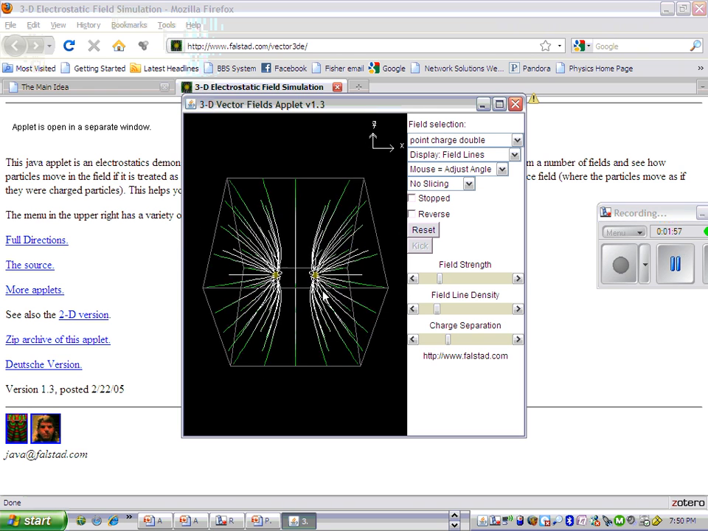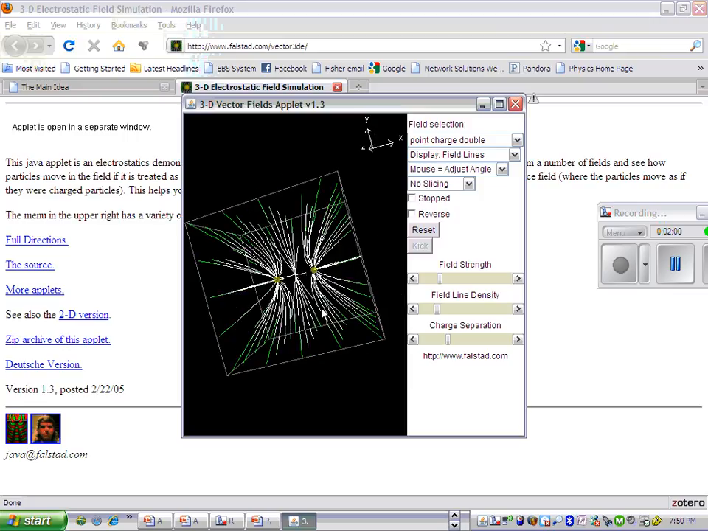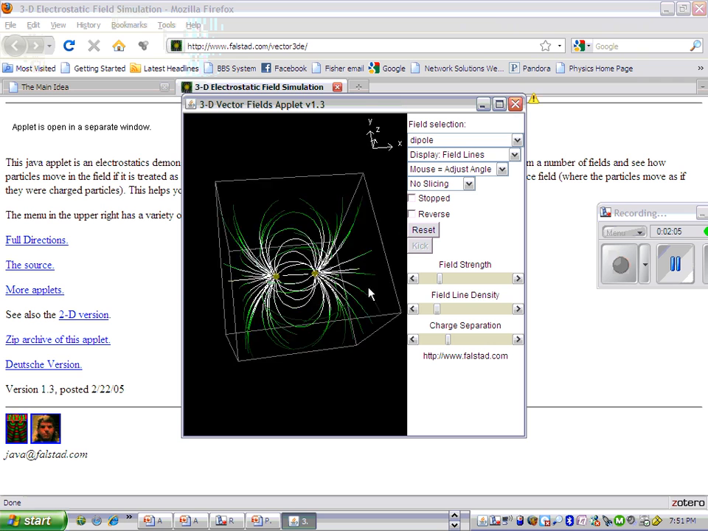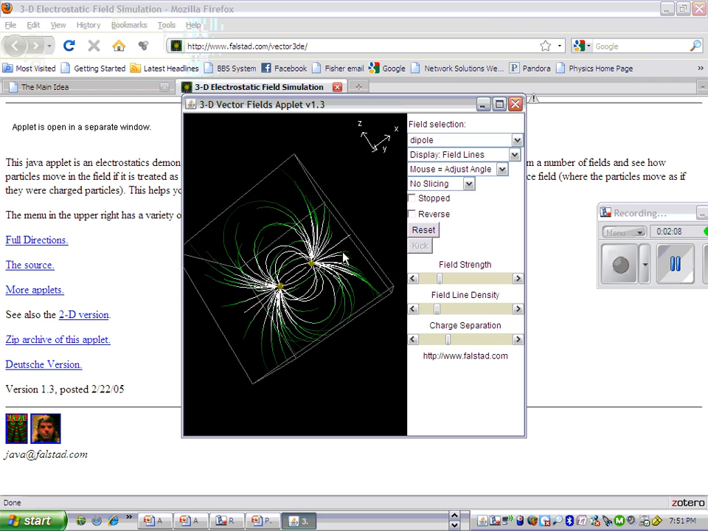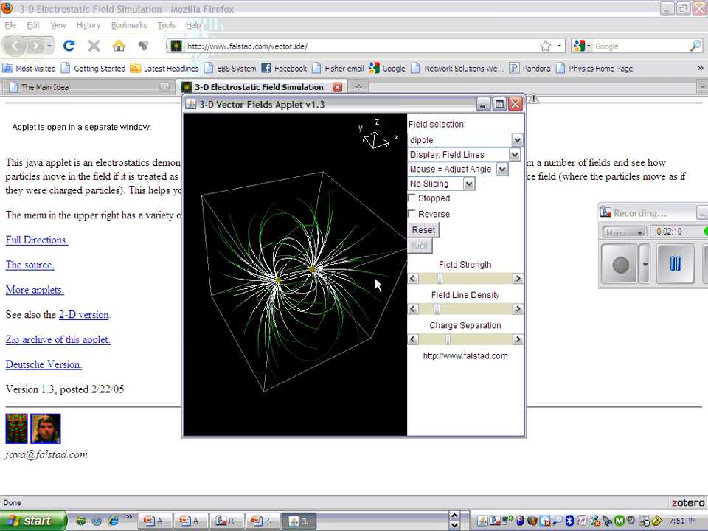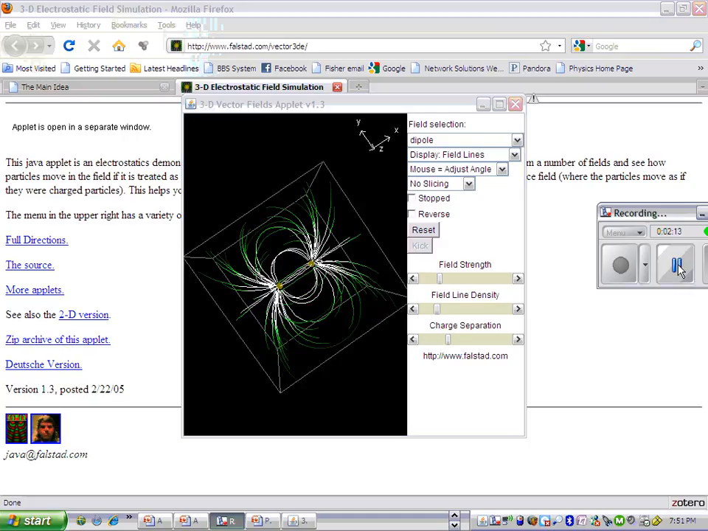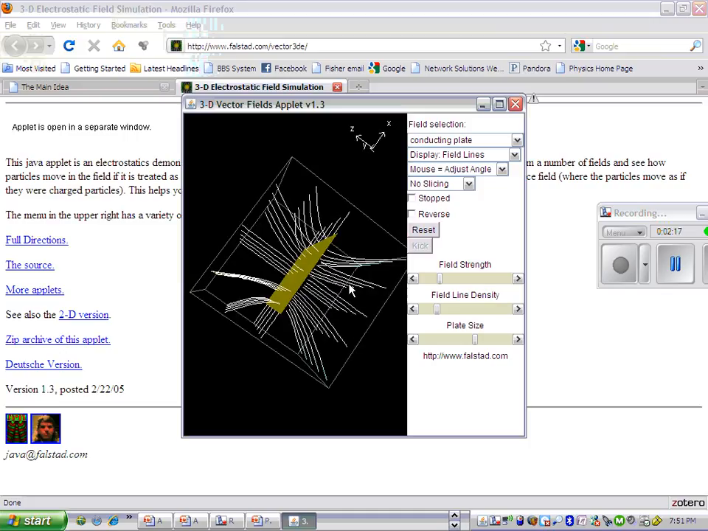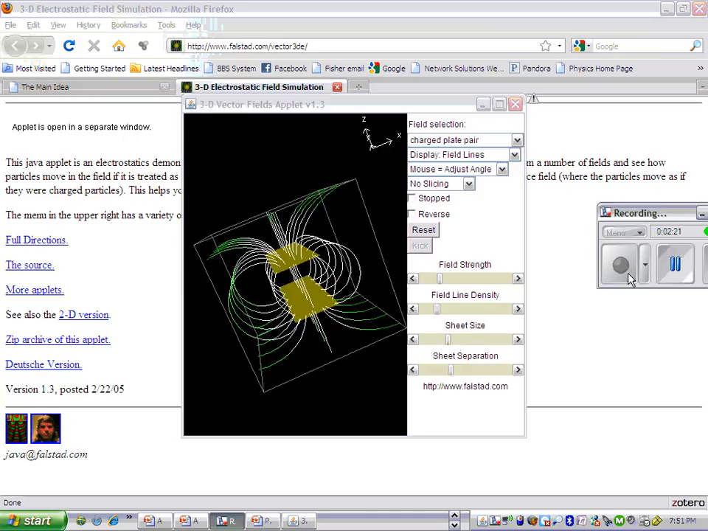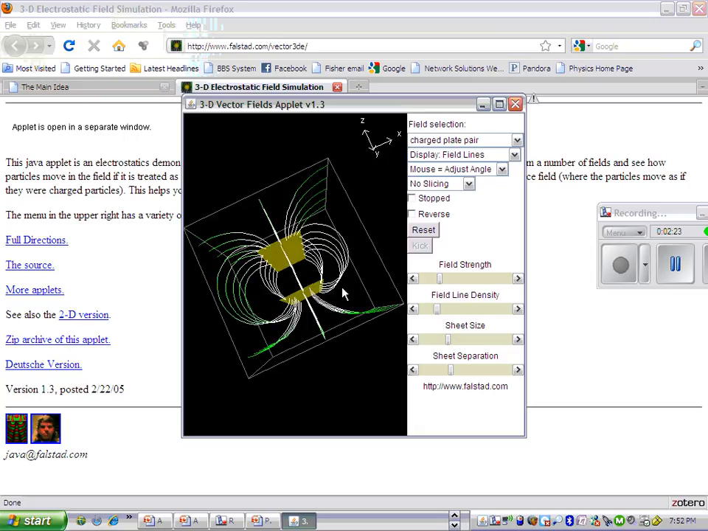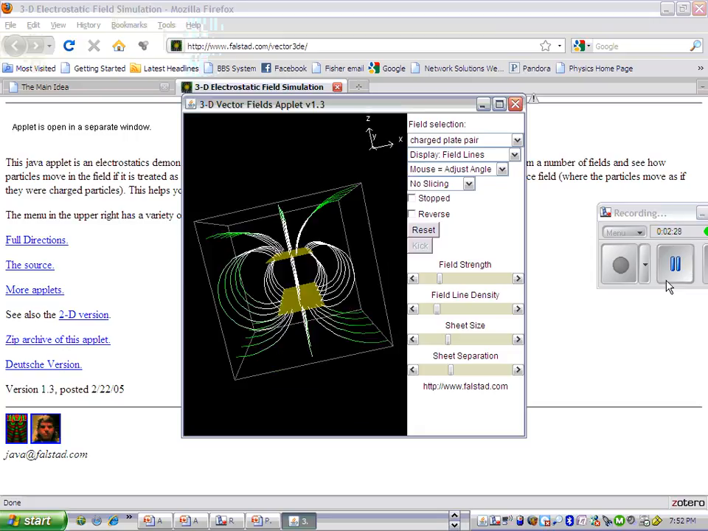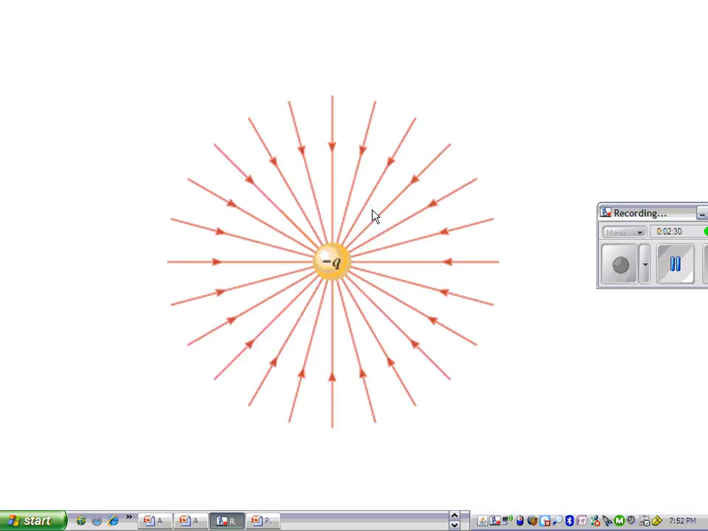Here's what they might look like for 2 point charges. One's positive, one's negative. It's a dipole. Here's what it might look like for a charged plate. Here's what it might look like for a capacitor or a charged plate pair. And here's what it looks like for a negative charge. You see the arrows are pointing inwards.